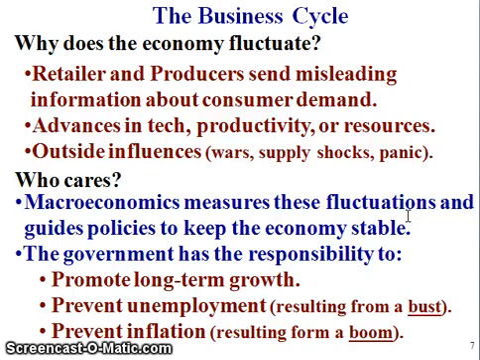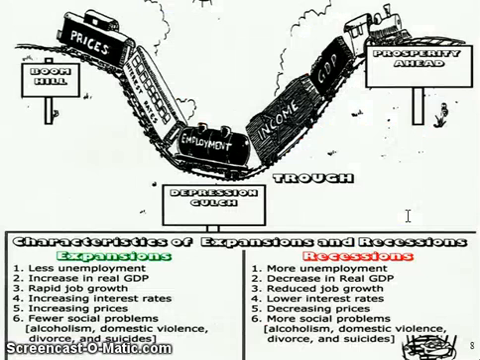The government has a responsibility to do 3 things, and this is a mandate that has been in effect for almost 40 years now: to promote long-term growth, to prevent unemployment, and to prevent inflation. This is the mandate, I guess, of the federal government, according to Congress, and we'll talk more about this later on. So not preventing all unemployment and not preventing all inflation, but to try to keep things in normal ranges that we would say is healthy for an economy.